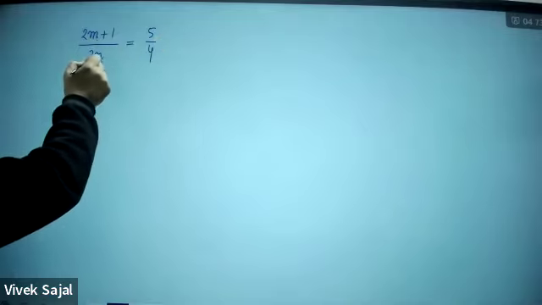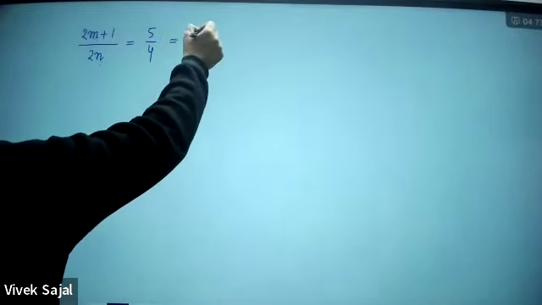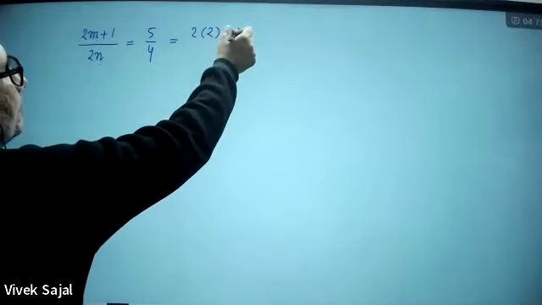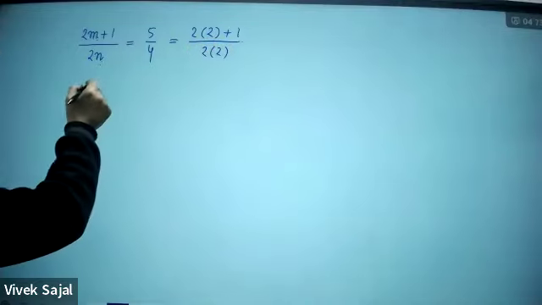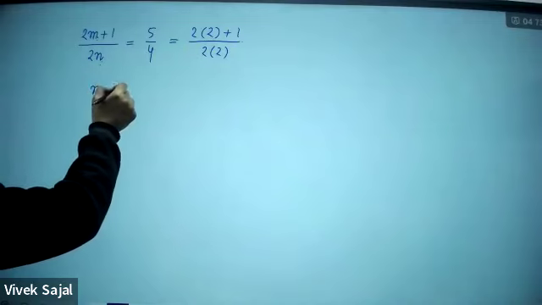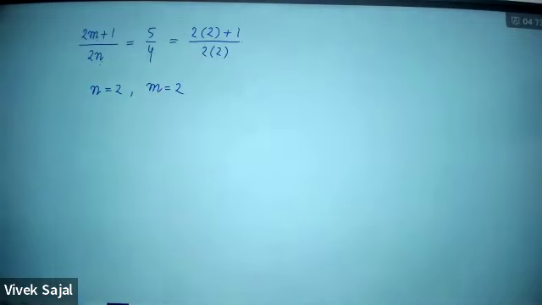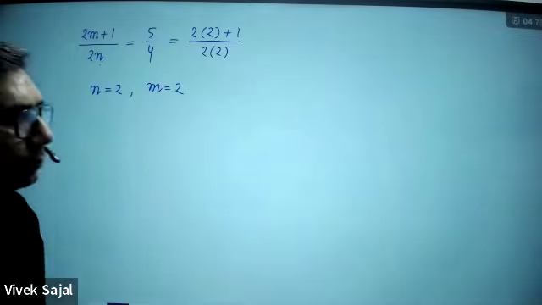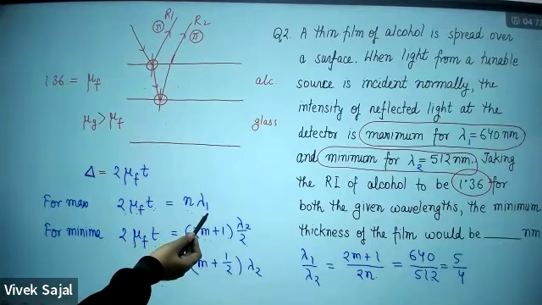What will be the minimum value of m and n? So you can write this 5 as 2 into 2 plus 1, divided by 2 into 2. So here the minimum value of n will be 2 as well as m will be 2. So the minimum value of n and m corresponding to the given conditions will be 2. So if you now substitute these values of n and m here, you can choose 2 mu t equal to n lambda 1.